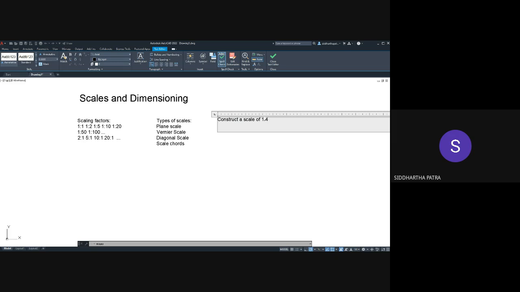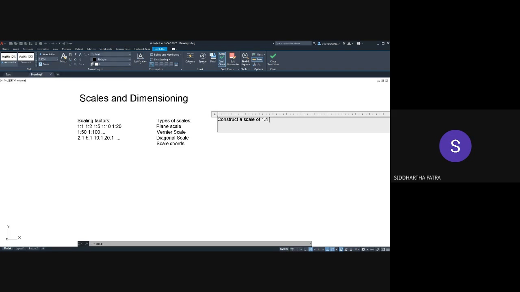Now, right at this point, you should note that I'm talking about a reduction scale of 1 is to 4. And earlier I mentioned some of the scaling factors which don't include 1 is to 4. You need to remember that the ones that are specified on the left are generally accepted. That means everyone accepts those scaling factors. But here we are only solving a problem, so we can make our own choice of scale. So let's take a scale of 1 is to 4.